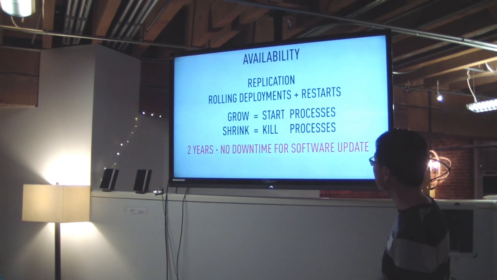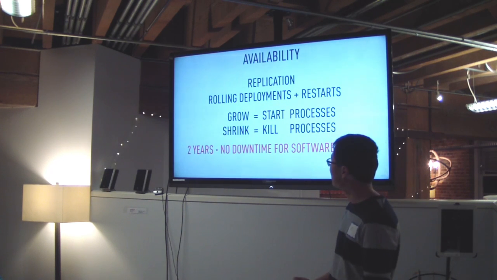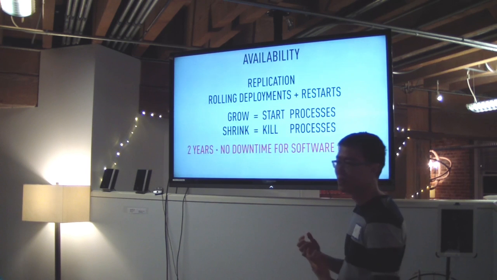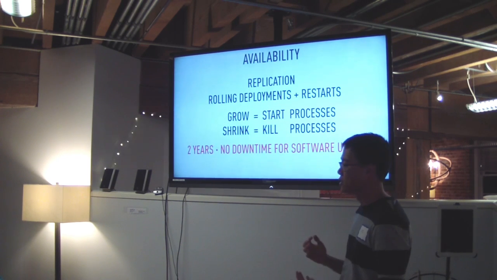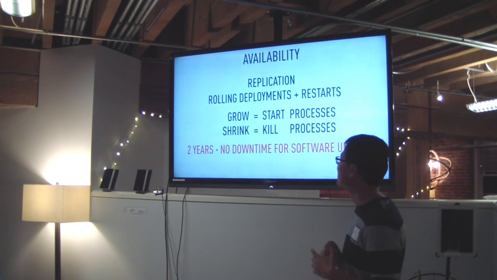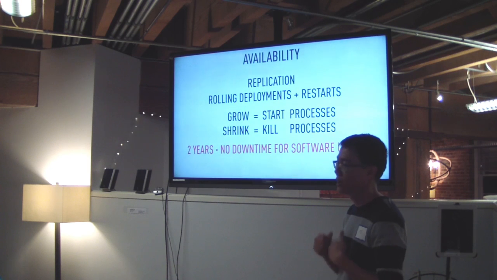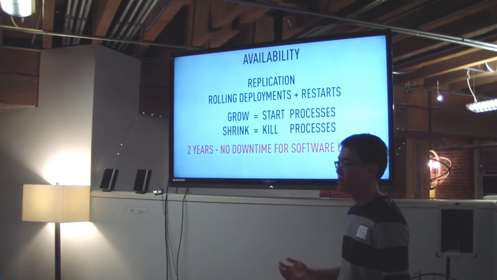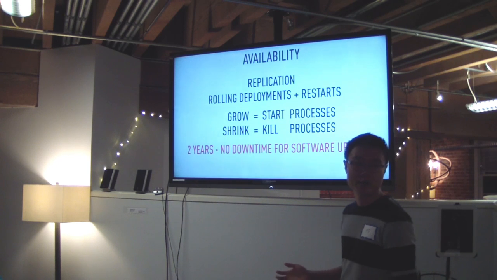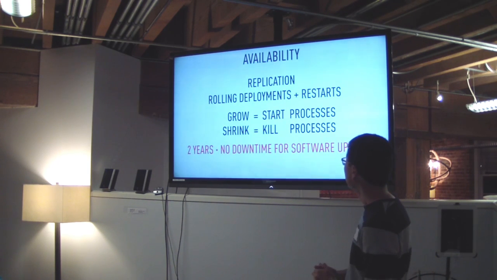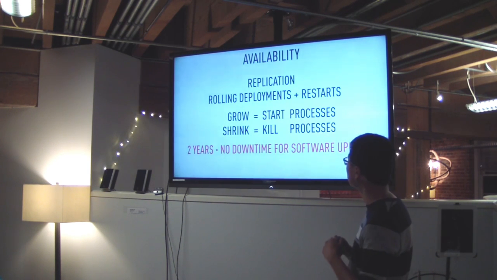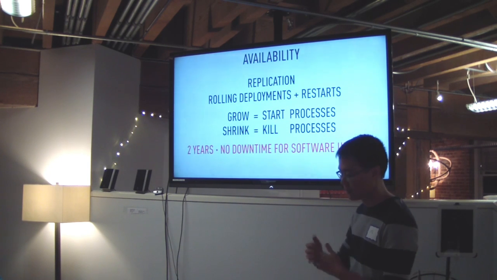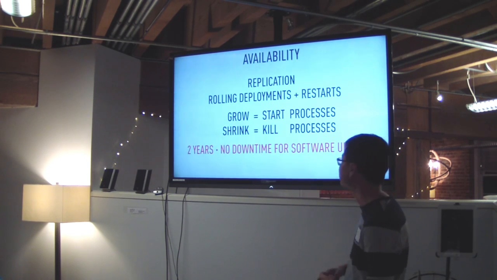Okay, so availability. Some notes on availability here. Druid does replication. Because most of the data in Druid is immutable, replication becomes very easy. We also have a very simple consistency model. Consistency becomes pretty simple when you're just dealing with immutable data. So with replication, you lose a single node, no big deal. The cluster is sort of transparent to a single node outage.